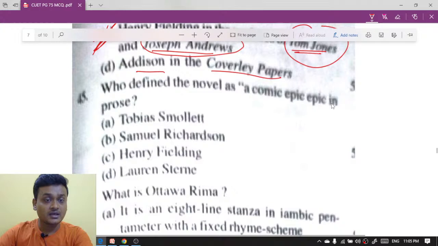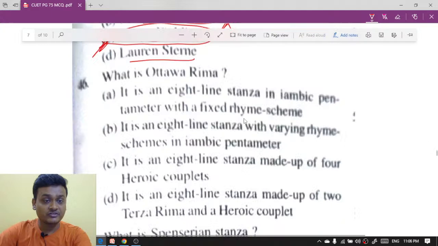What is Ottava Rima? It's an 8-line stanza in iambic pentameter with a fixed rhyming scheme. Very true. So Ottava Rima is an 8-line stanza in iambic pentameter with a fixed rhyming scheme. It's known as Ottava Rima.